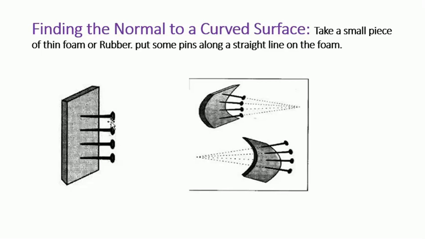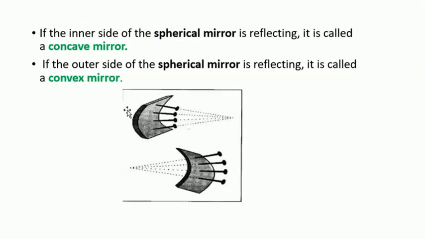angle. Now bend the foam piece inwards. The pins represent the normal at various points, but all the pins tend to converge at one point. If we bend the foam piece outward, we will see that the pins seem to move away from each other. They diverge as shown in the figure. This gives us an idea of what is likely to happen with a spherical mirror.